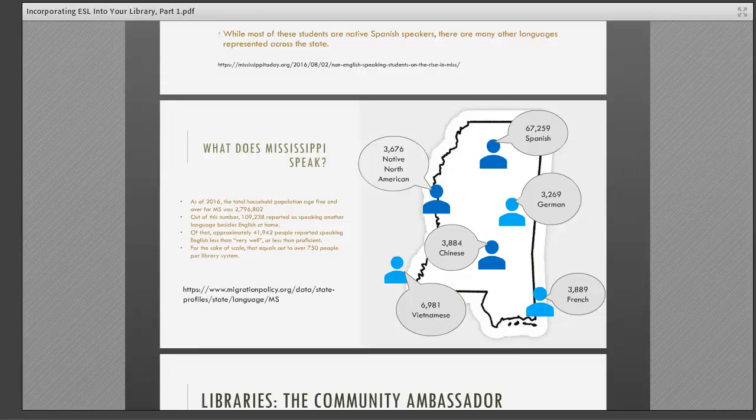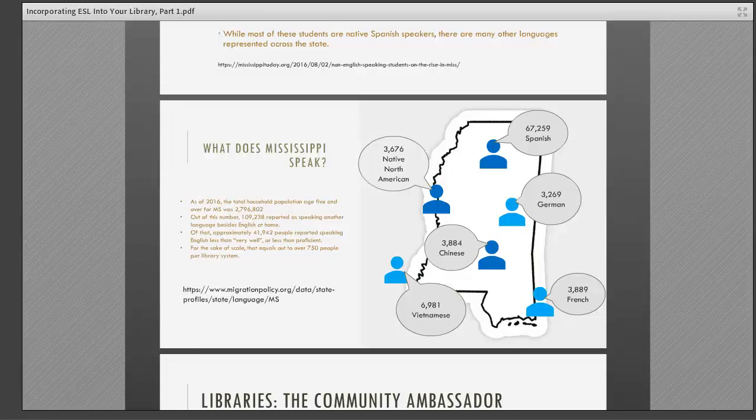And just to your right, we've got some of the languages spoken across Mississippi aside from English. We've got about 3,700 native North American speakers, about 67,000 Spanish speakers. Well, that's a lot. 3,269 German speakers, 3,884 Chinese speakers, 6,981 Vietnamese speakers, and 3,889 French speakers.